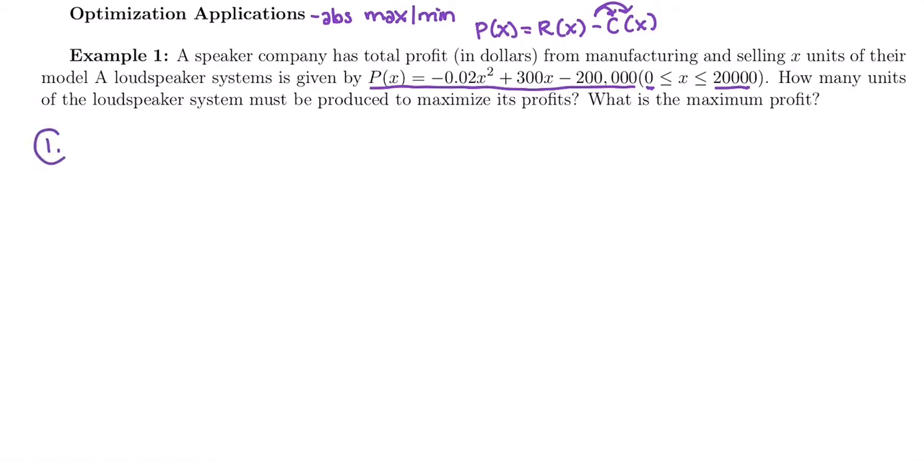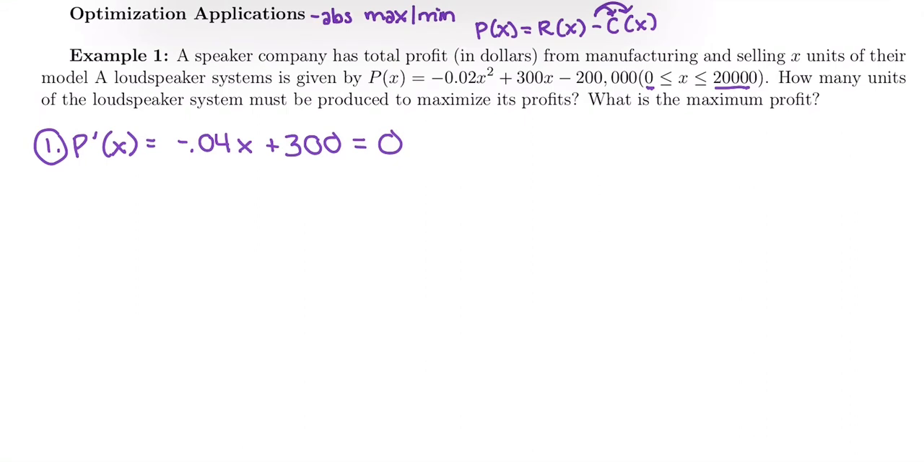We're going to take the derivative first to find any critical numbers. So we're going to take P prime of x. And so we will find that by bringing down the power and subtracting 1 for the new power. So we have negative 0.02 times 2 is going to give us negative 0.04. Derivative of 300x is 300. So we have negative 0.04x plus 300 equals 0, because the derivative of minus 200,000 is just going to be 0. It's a constant. So we take the derivative of the function, set it equal to 0.